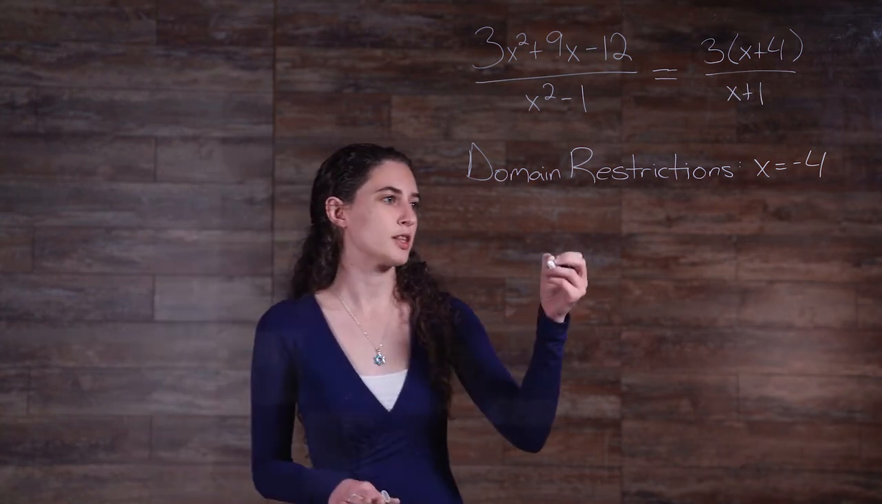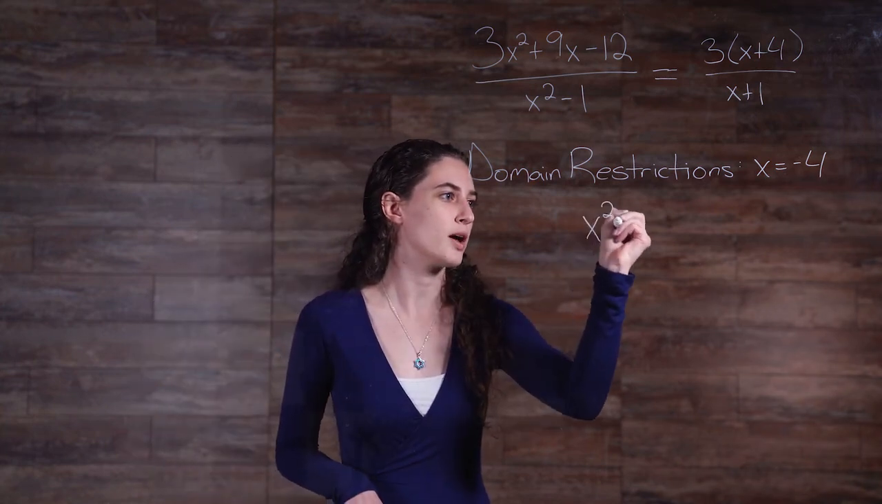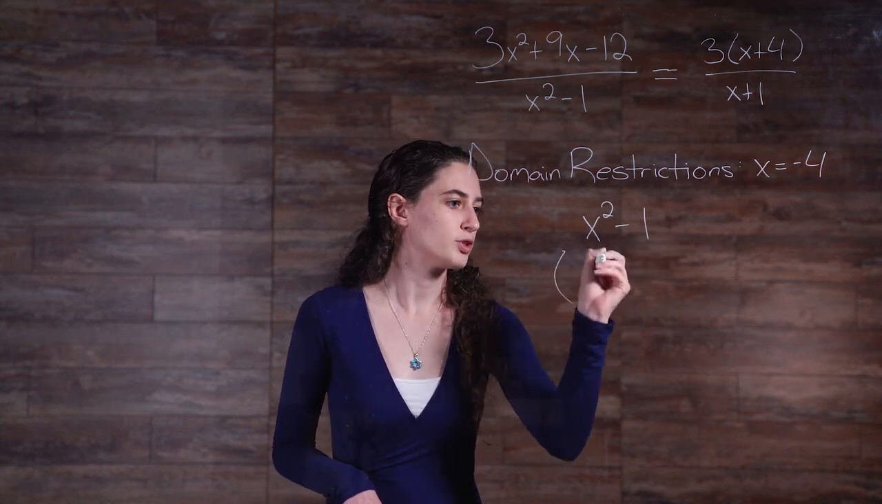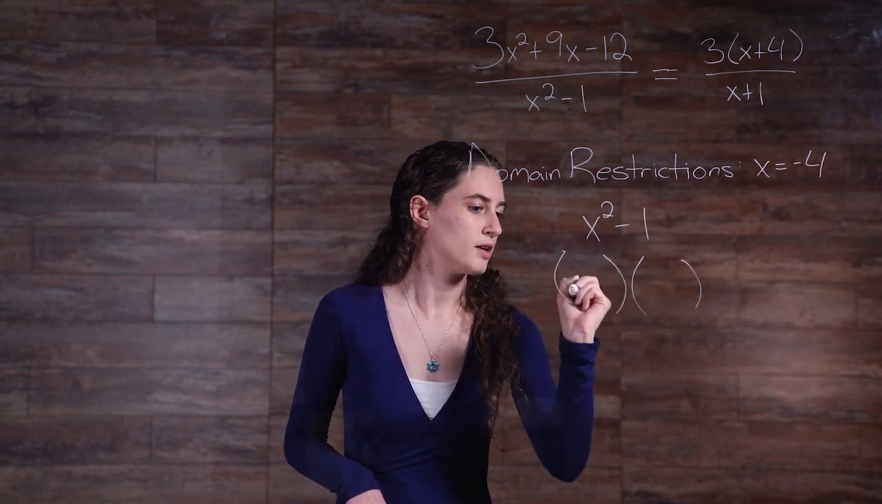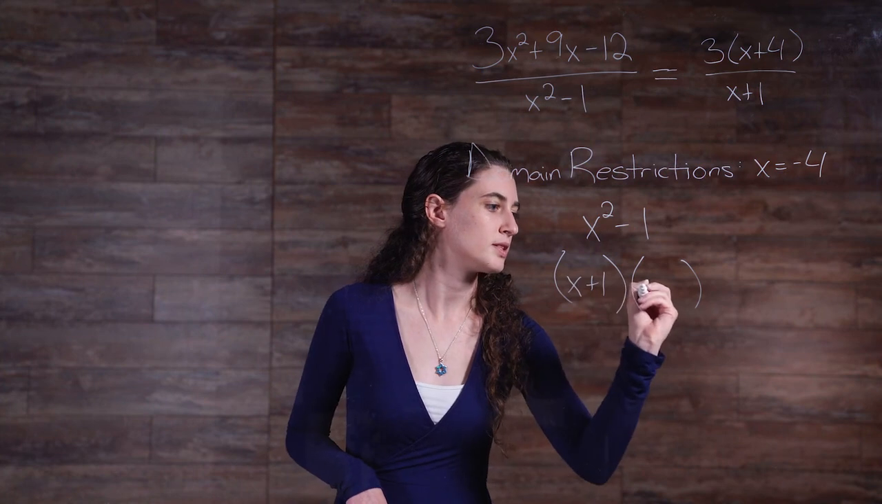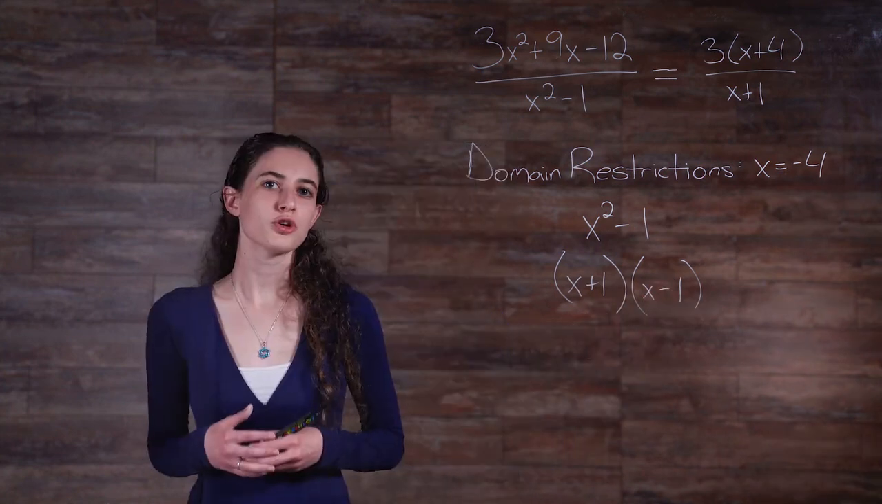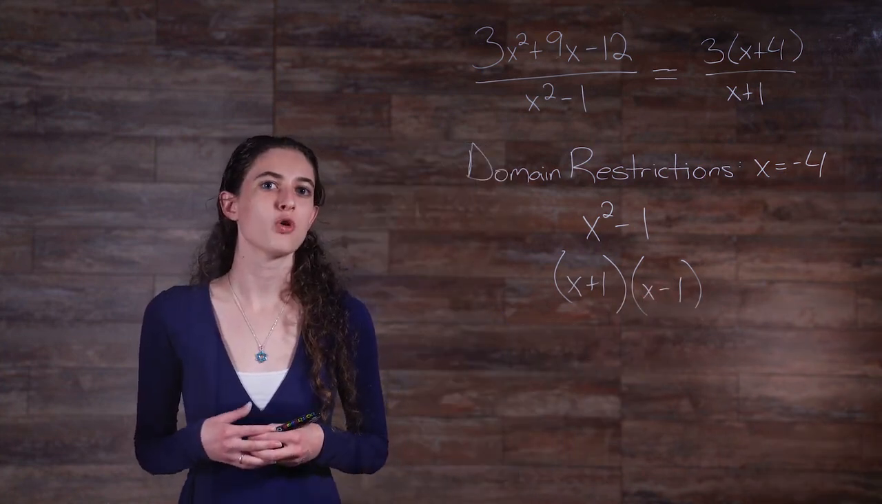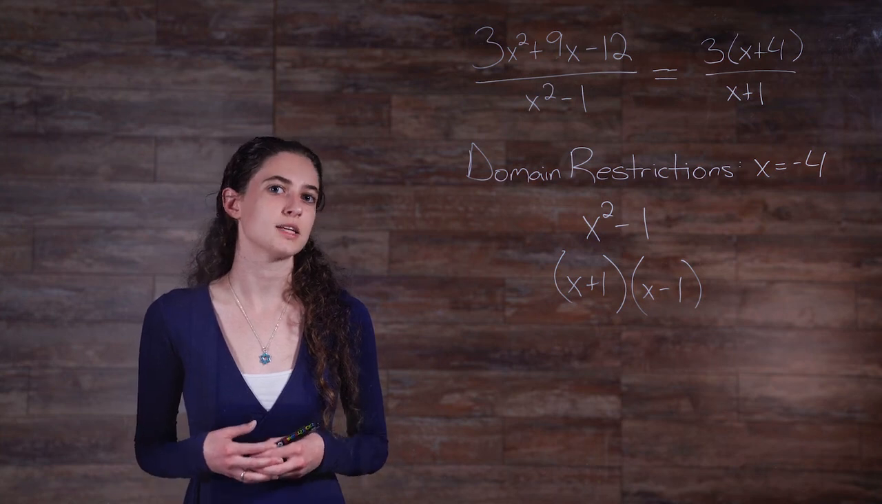So once again, let's take a look at this. We have x squared minus 1, which when you factor it, gives you x plus 1 times x minus 1. The correct domain restrictions are therefore x equals 1 and x equals negative 1.